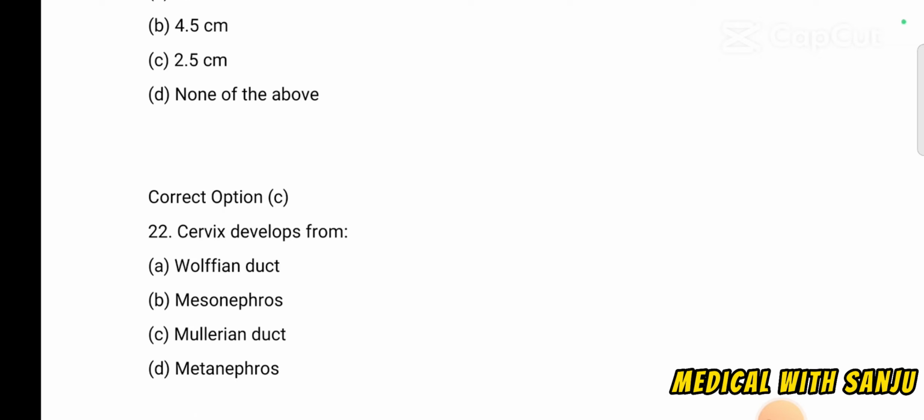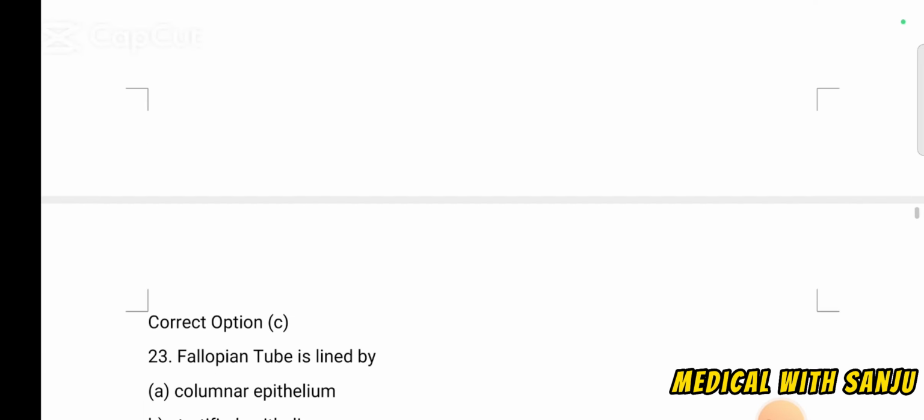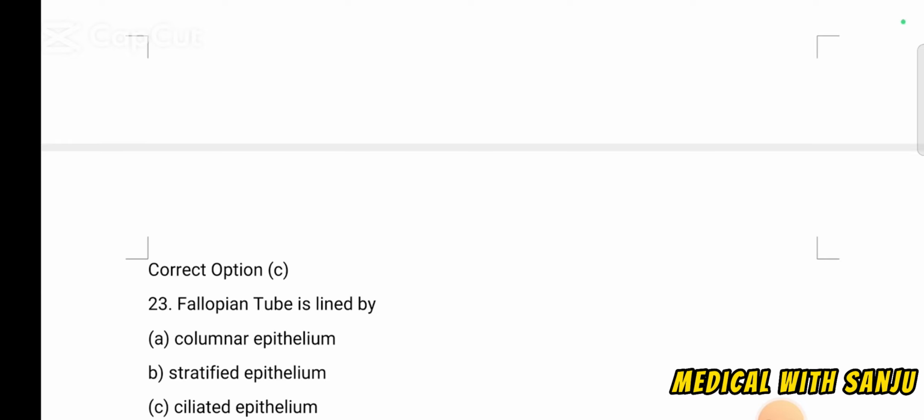Question number 22. Cervix develops from option A Fallopian duct, option B mesonephros, option C Mullerian duct, and option D metanephros. Right option is C, Mullerian duct. Mullerian duct is one of the bilateral ducts in the embryo that form the uterus, vagina, and fallopian tube.